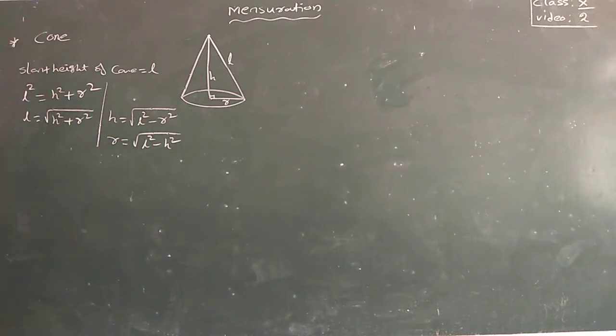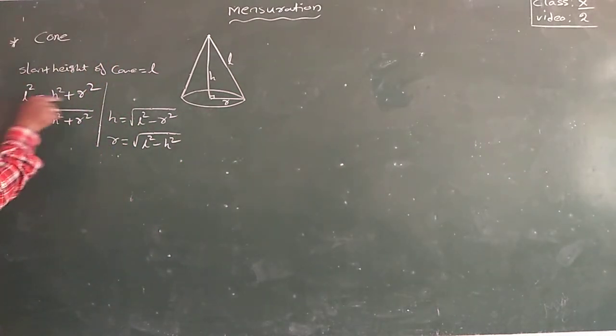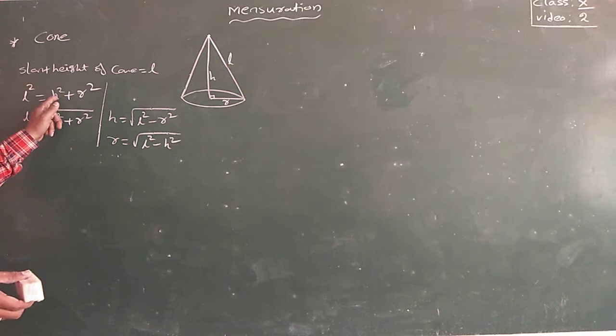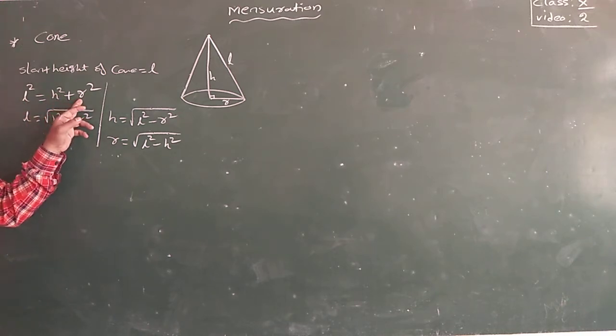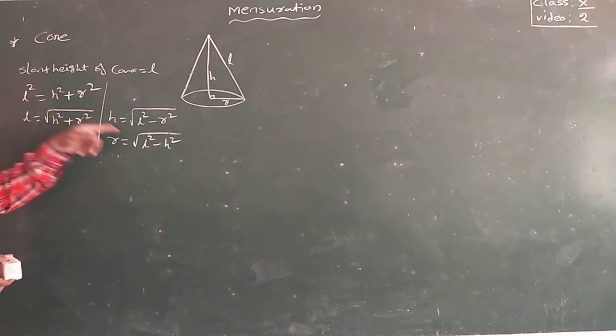H square transposed. Okay. The slant height of a cone: L square is equal to h square plus r square. This is your standard formula. L is equal to root of h square plus r square. If you require h, L square minus r square is equal to h square, so h is equal to root of L square minus r square. If you require radius, r square is equal to L square minus h square, under root is the r value.